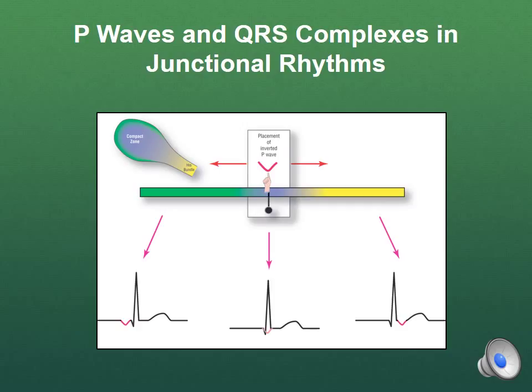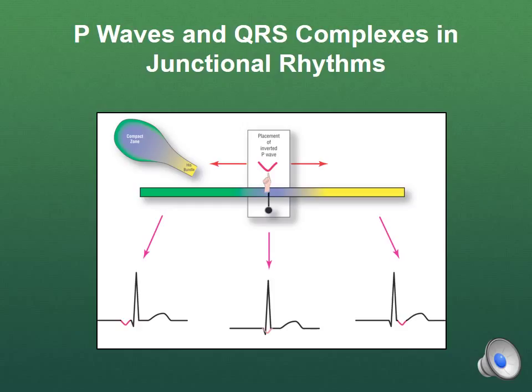It's going to be noted as a negative deflection on lead 2 of the ECG. So that's why we have that inverted P wave there. There's a very short or no PR interval because the atria and ventricles are being contracted nearly at the same time because of the location of the focus of where our stimulus is arising.